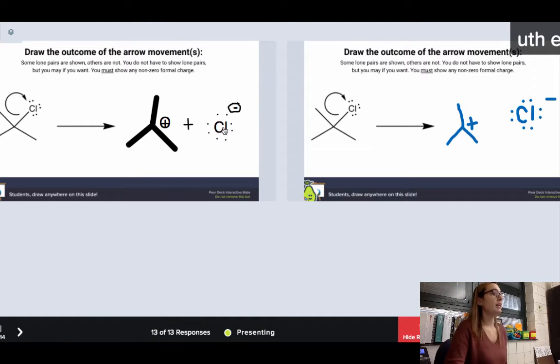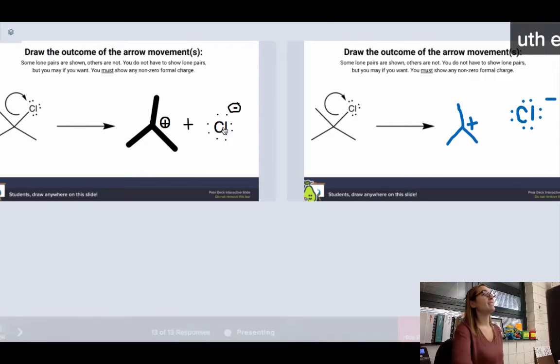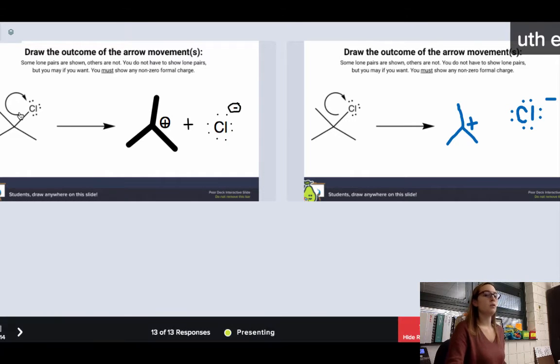And then chlorine, normally chlorine has 7 valence electrons. Now it has 8, so it has that negative formal charge. This chlorine we'll talk more about when we get into different types of reactions. This is called a leaving group. The chlorine is leaving that substance. And so you have these 2 things: this carbocation plus this chlorine.